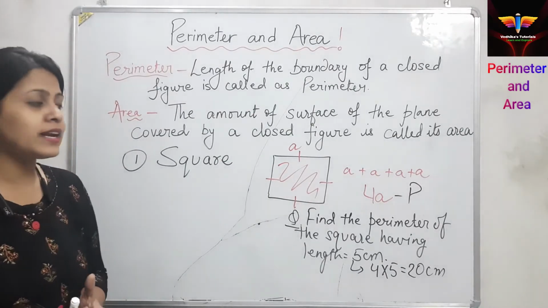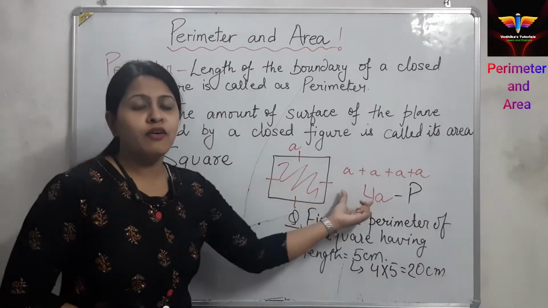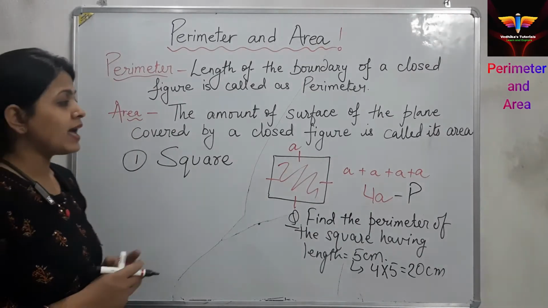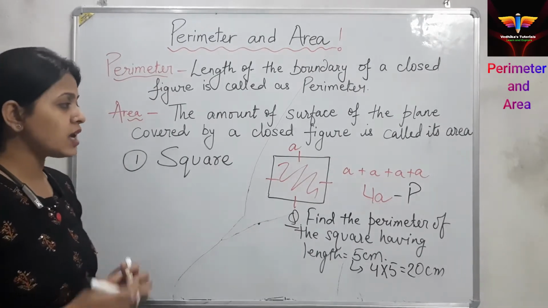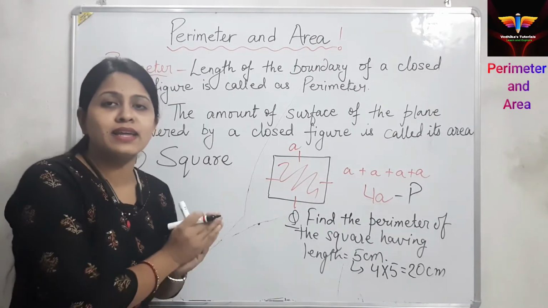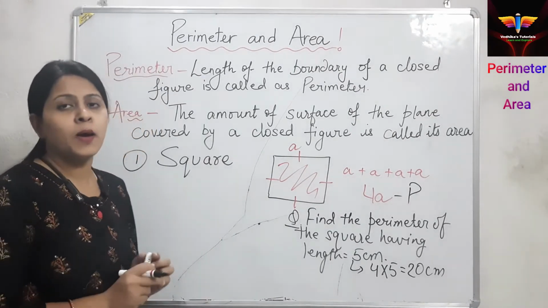How can you find it? Because you know the formula of perimeter, that is 4 into side. Likewise, when we talk about area, for area we need two sides, that is one is length and one is breadth.